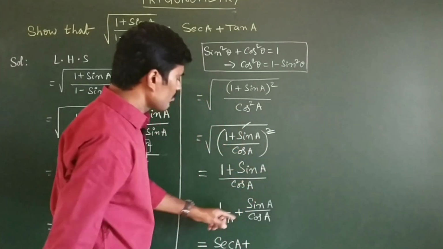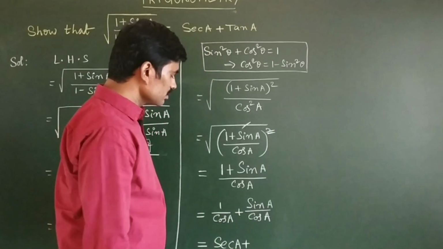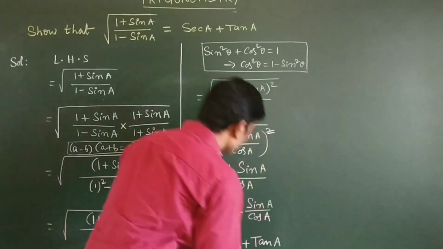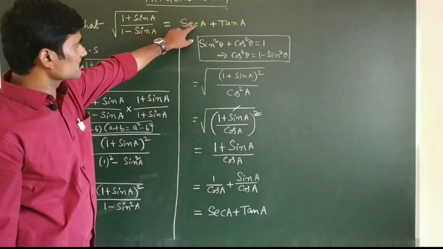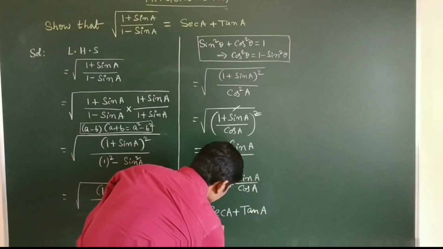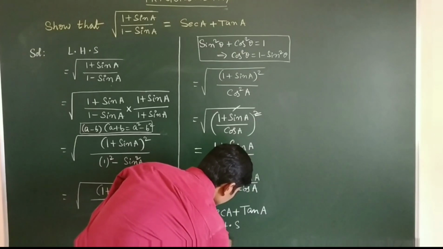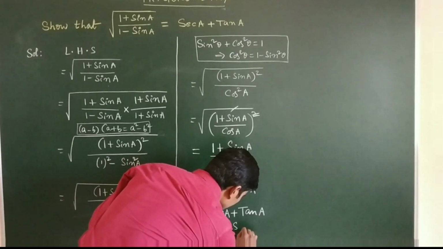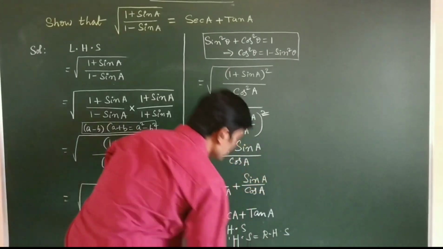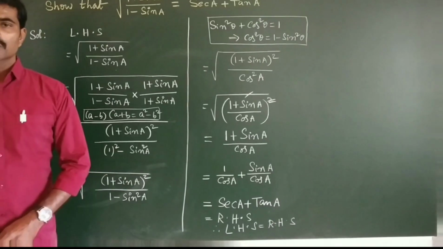Plus sin A by cos A. Sin theta by cos theta is tan theta, so this is tan A. So we got the RHS, which we had to show: secant A plus tan A. Therefore, LHS is equal to RHS. This is the solution of this problem.